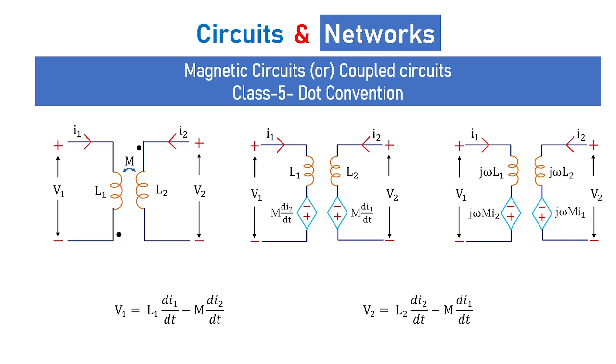In today's class 5 under magnetic circuits, or what we call coupled circuits, we are going to see what the dot convention is. Here you can see a typical example where two coils are placed and energized by V1 and V2 respectively. V1 is driving current I1 through L1 and V2 is driving I2 through L2, and M is the mutual inductance formed between L1 and L2. These are the dots, which are placed opposite to each other with respect to coil 1 and coil 2.